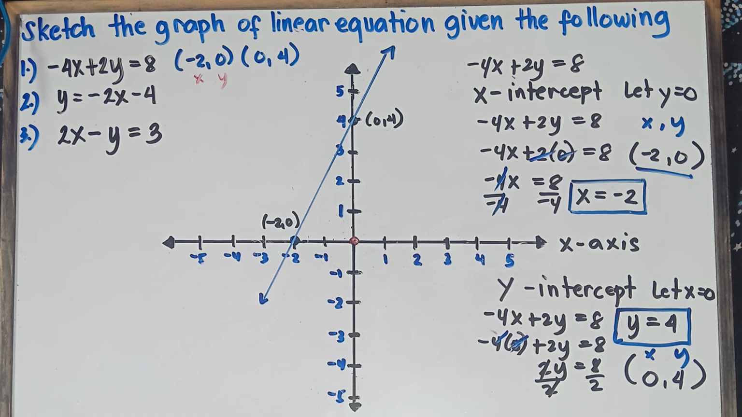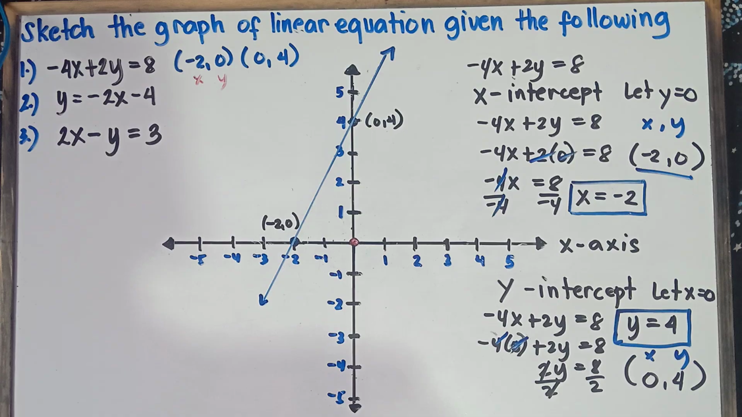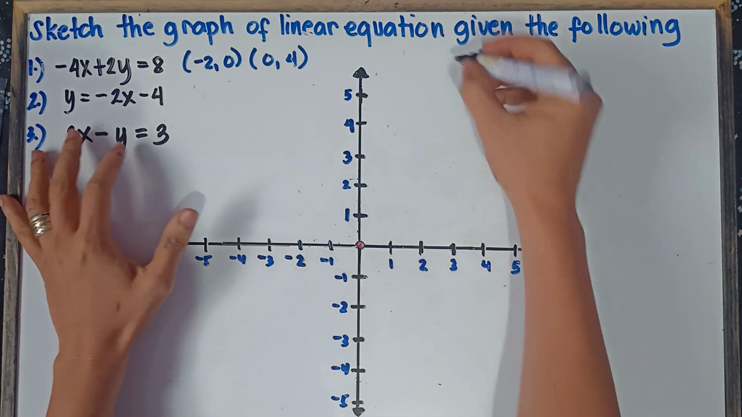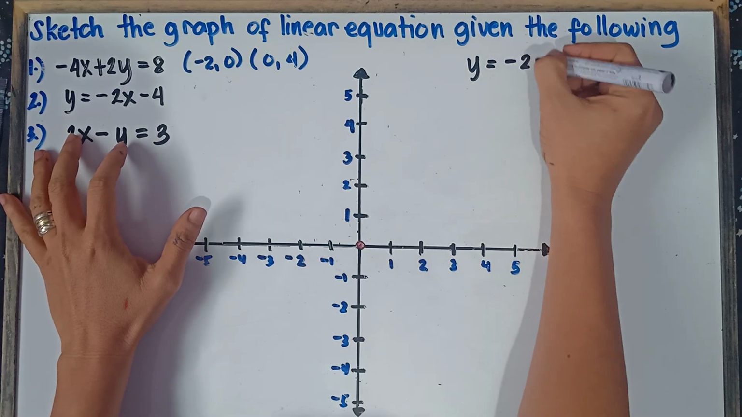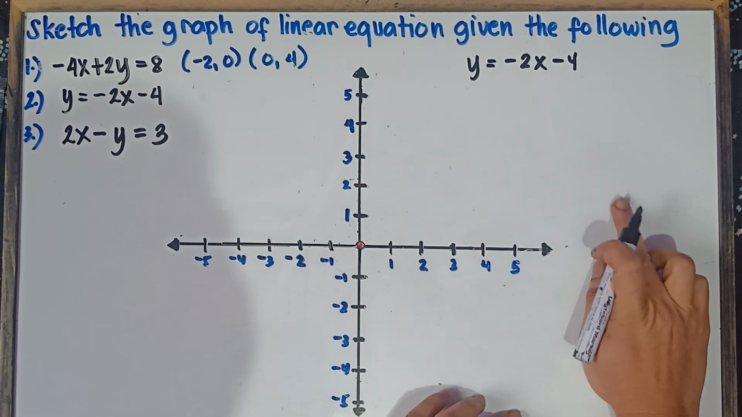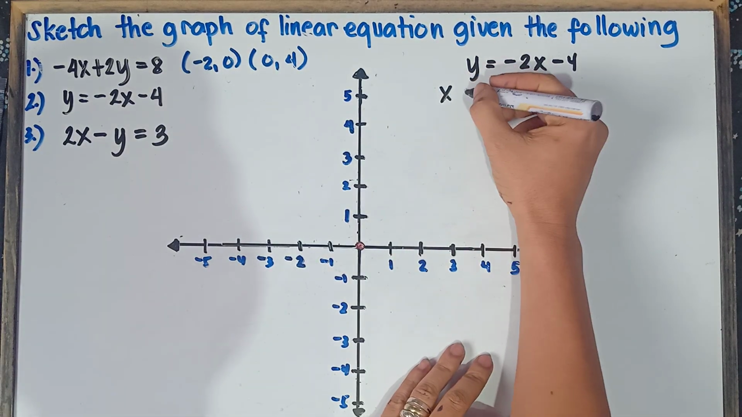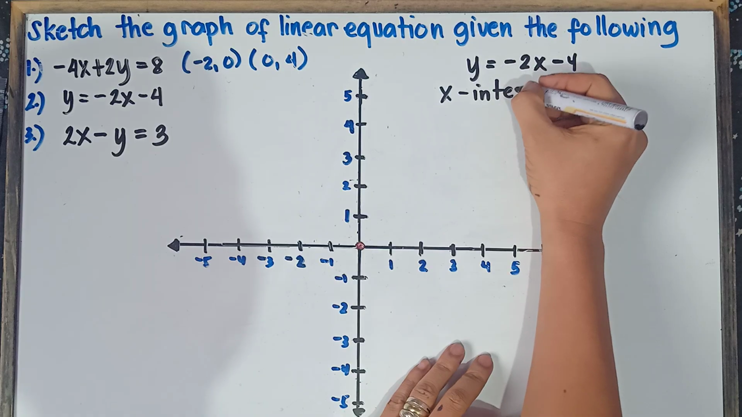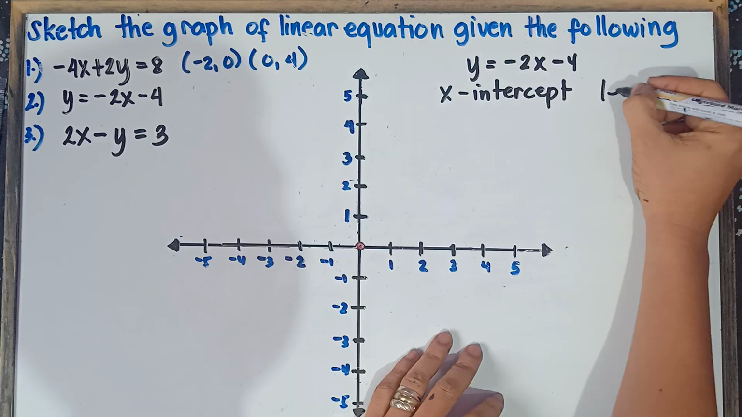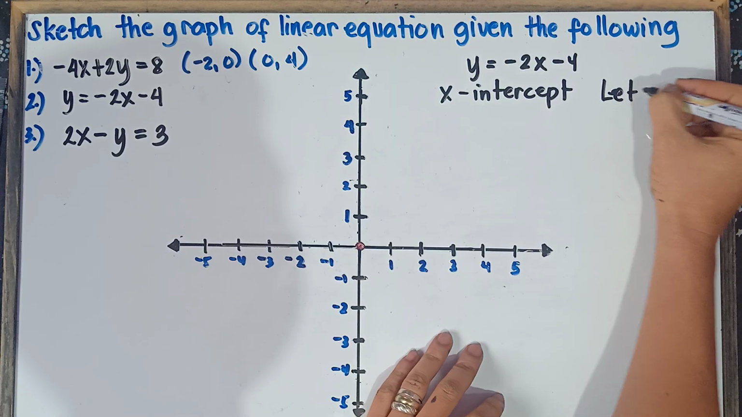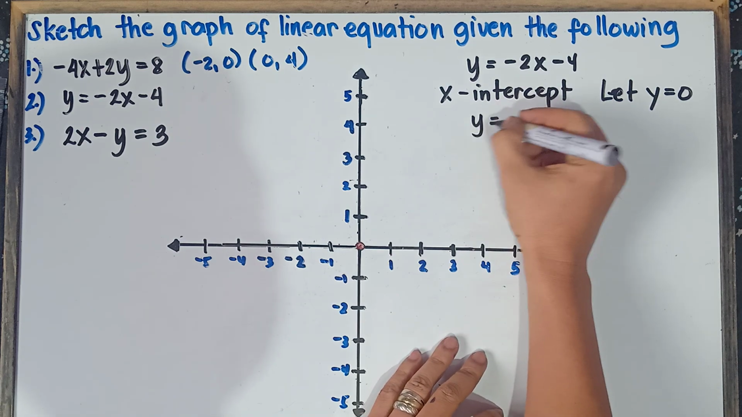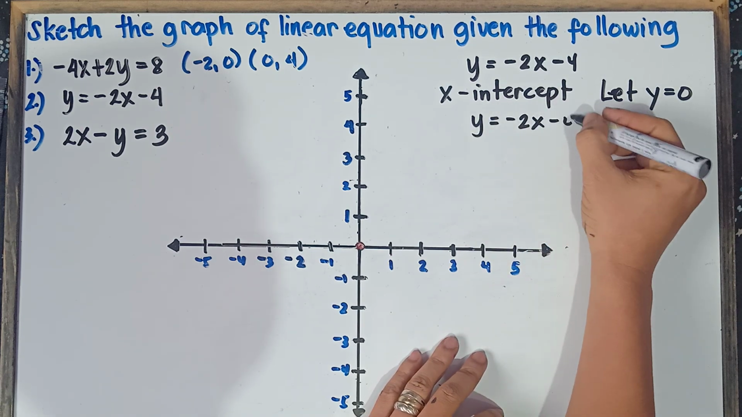Alright, so let's proceed now to example number 2. Our given is y equals negative 2x minus 4. Once again, class, first step is we need to get the x-intercept. To get the x-intercept, let y equal to 0. So simply copy the equation, y equals negative 2x minus 4.